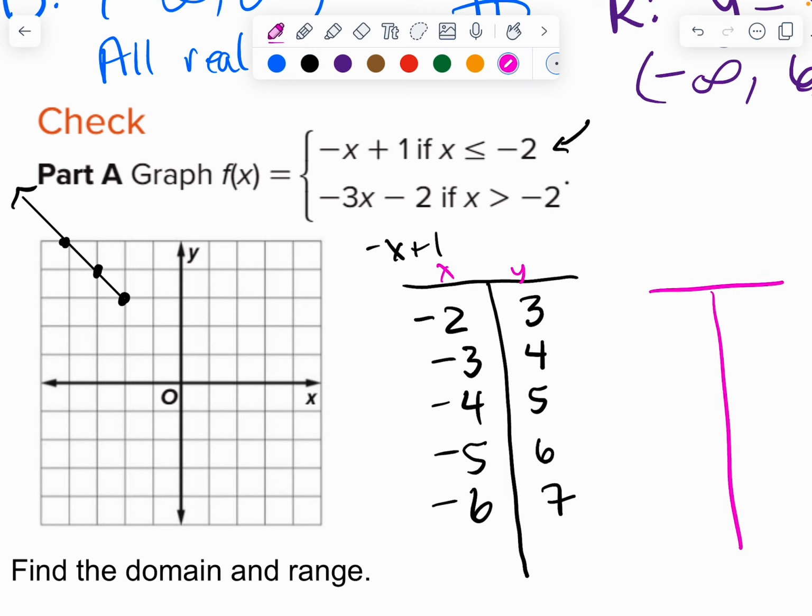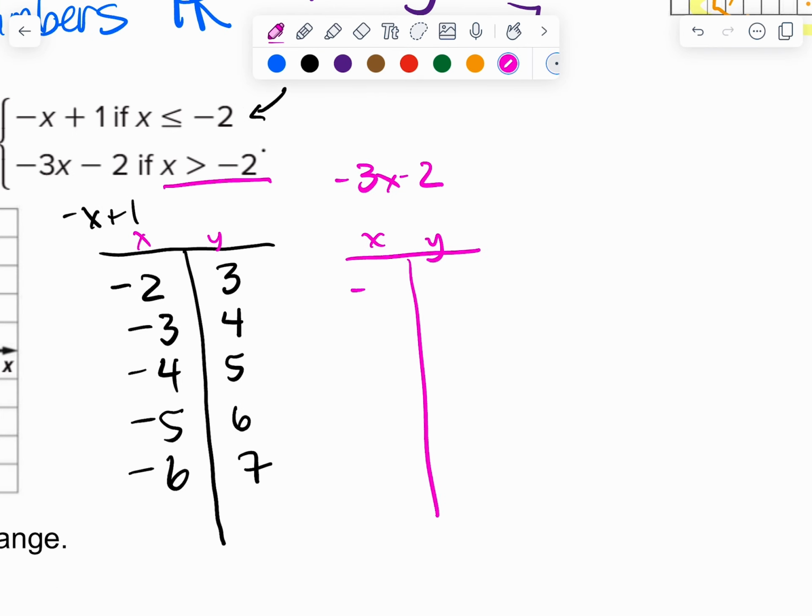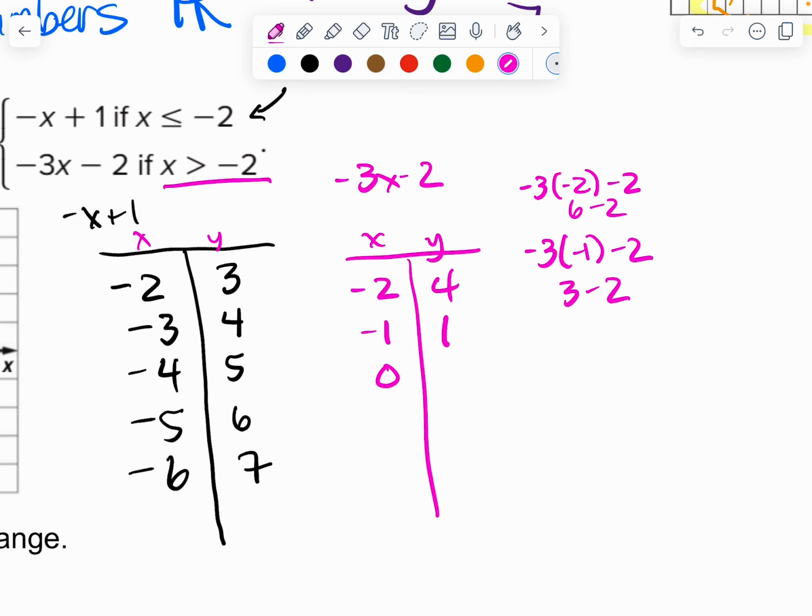Then, I should put x and y. This one is negative 3x minus 2. And the numbers have to be greater than negative 2. So I'm going to do negative 2. So negative 3 times negative 2 minus 2. So that's 6 minus 2, which is 4. Negative 1. Oh, it has to be greater than negative 2. Yeah, that's right. Why did I put 0? Negative 3 times negative 1 minus 2. So that's going to be 3 minus 2, which is 1. 0, that's going to be negative 2.